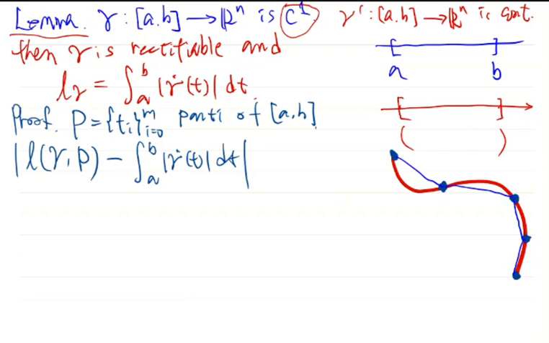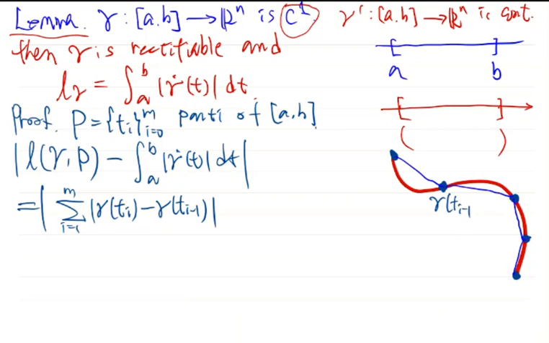By definition, the first term is the sum over i from 1 of the norm of gamma(t_i) minus gamma(t_{i-1}). So this is gamma(t_{i-1}), and this is gamma(t_i). So gamma(t_i) minus gamma(t_{i-1}) is this segment, or this vector. Its norm is the length of this segment, therefore the distance from gamma(t_i) to gamma(t_{i-1}). And the second term, I copy.